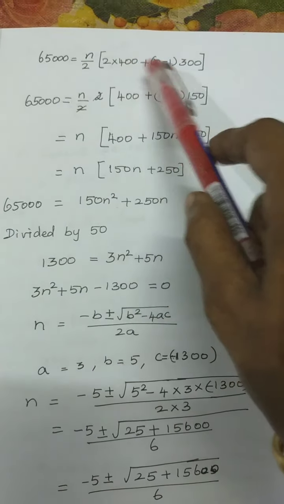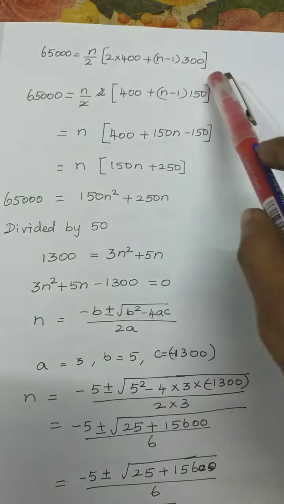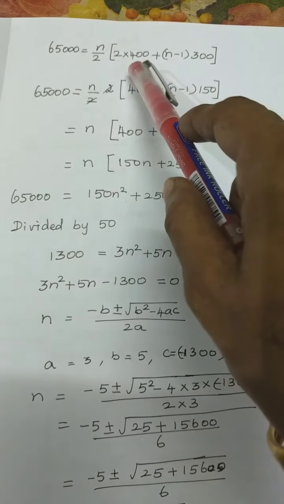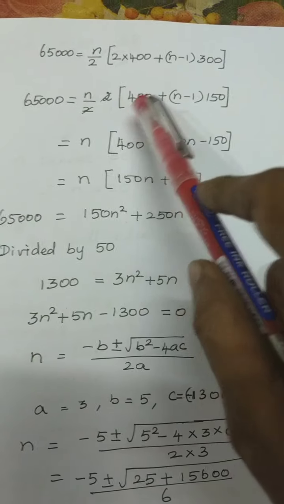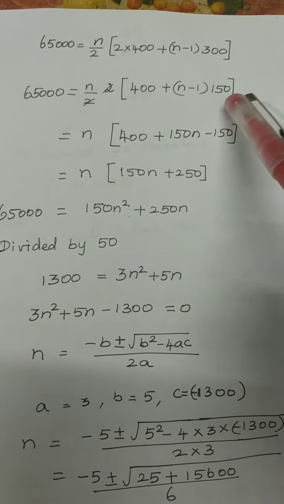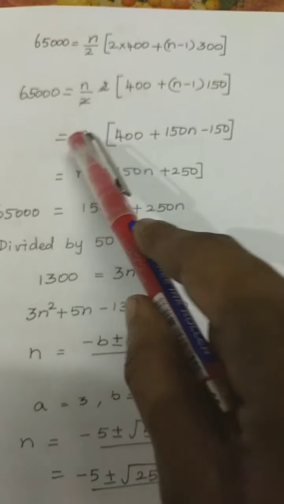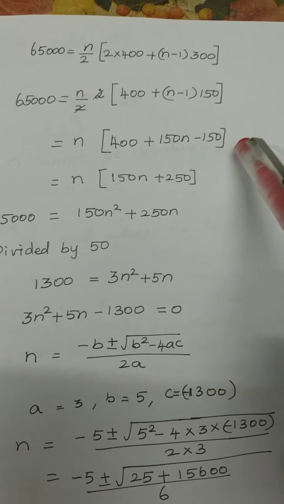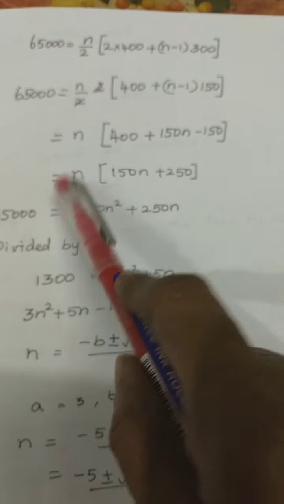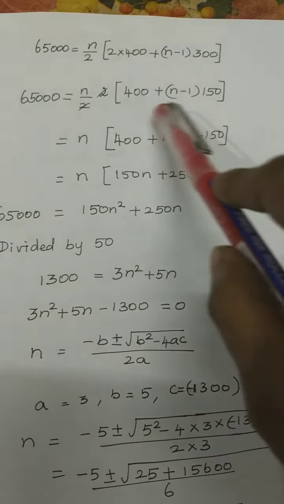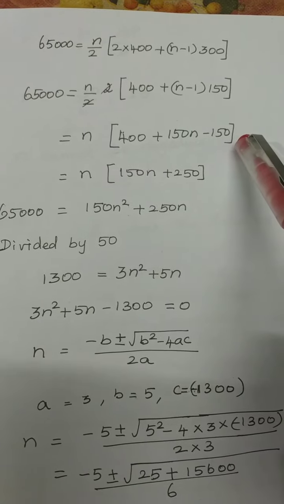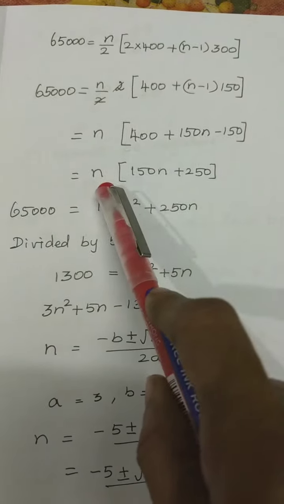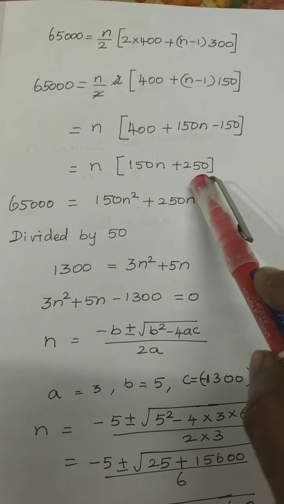Then 65,000 equals n by 2. We can take 2 outside commonly. Here also 1, 2. Here 2 into 150. So cancelling these two, the remaining is 400 plus n minus 1 into 150. Now n into 400 plus 150n minus 150. Then n into, we can subtract these two, 400 minus 150, that will come as 250. Then 150n plus 250.